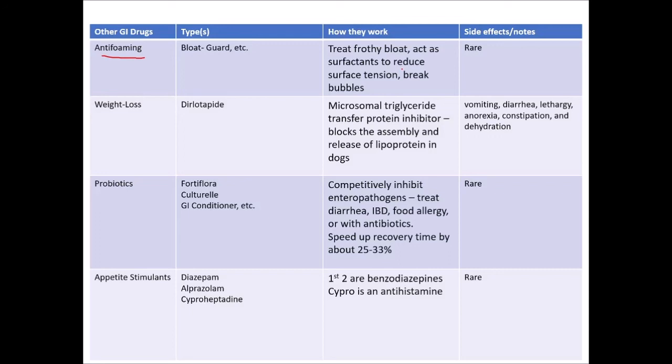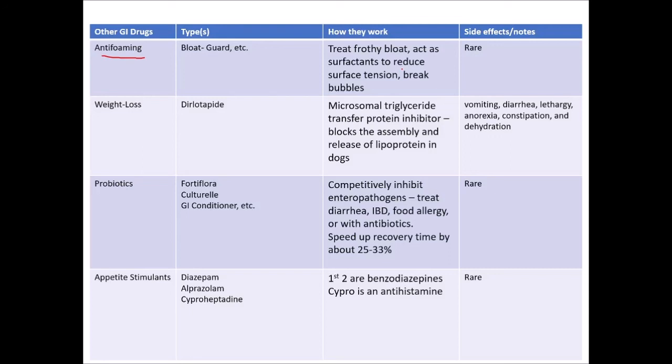Probiotics. I cannot stress enough the importance of giving probiotics when you have a GI tract issue, especially with diarrhea, inflammatory bowel disease, food allergy, or if you're giving antibiotics. Any antibiotics for anything. FortiFlora, Culturelle, GI conditioner, there are a lot of different probiotics available. You do want to give one that is species specific because each of the different species have different good microbes that work in our systems. Probiotics speed up recovery time by about 25 to 33%.